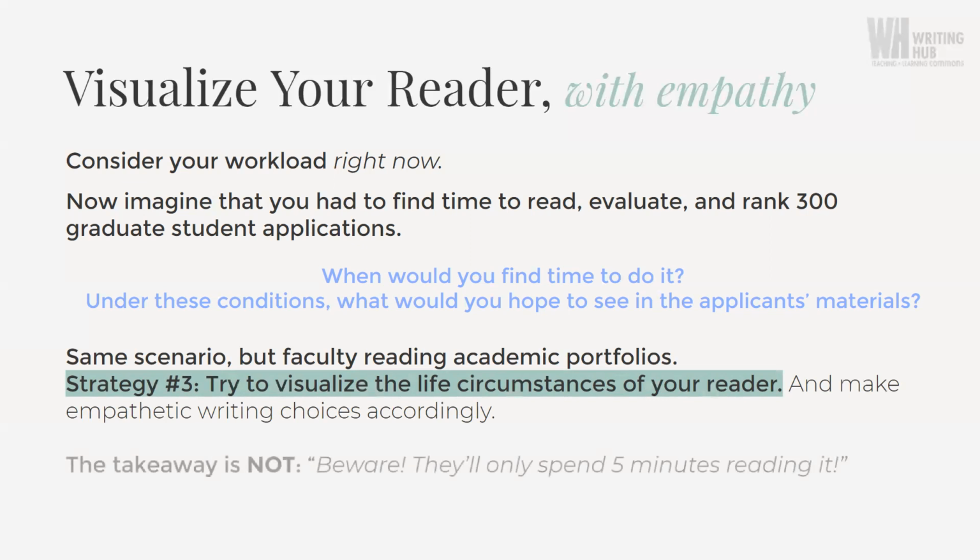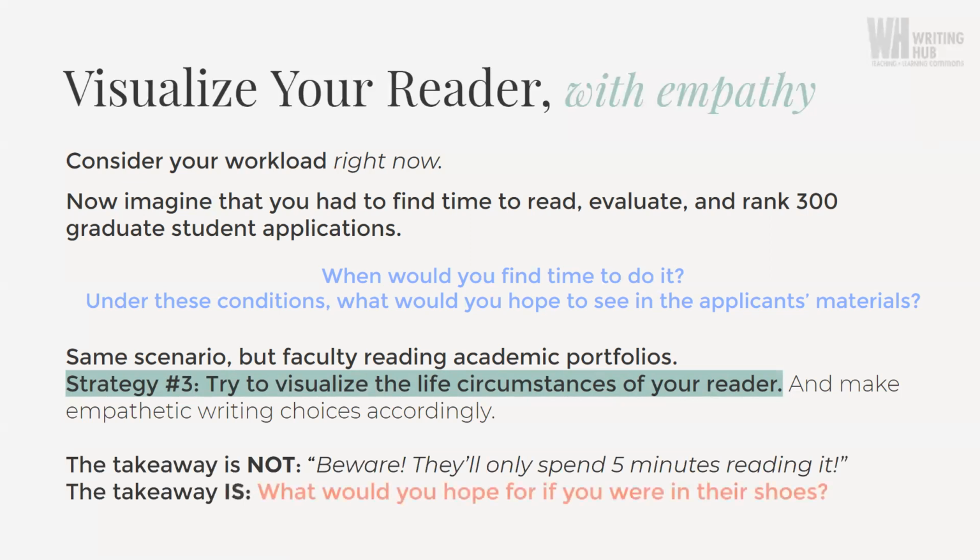I want to emphasize that the takeaway of this strategy is not, be careful, oh no, they're only going to spend 5 minutes looking at your packet. You'll see that advice in a lot of different places, that they'll spend 30 seconds looking at your CV, or they'll spend 2 minutes reading your teaching statement. Who cares? You would probably be in the same situation and make that same choice if you had that stack of 300 grad applications. That's not exactly the takeaway I want you to remember.